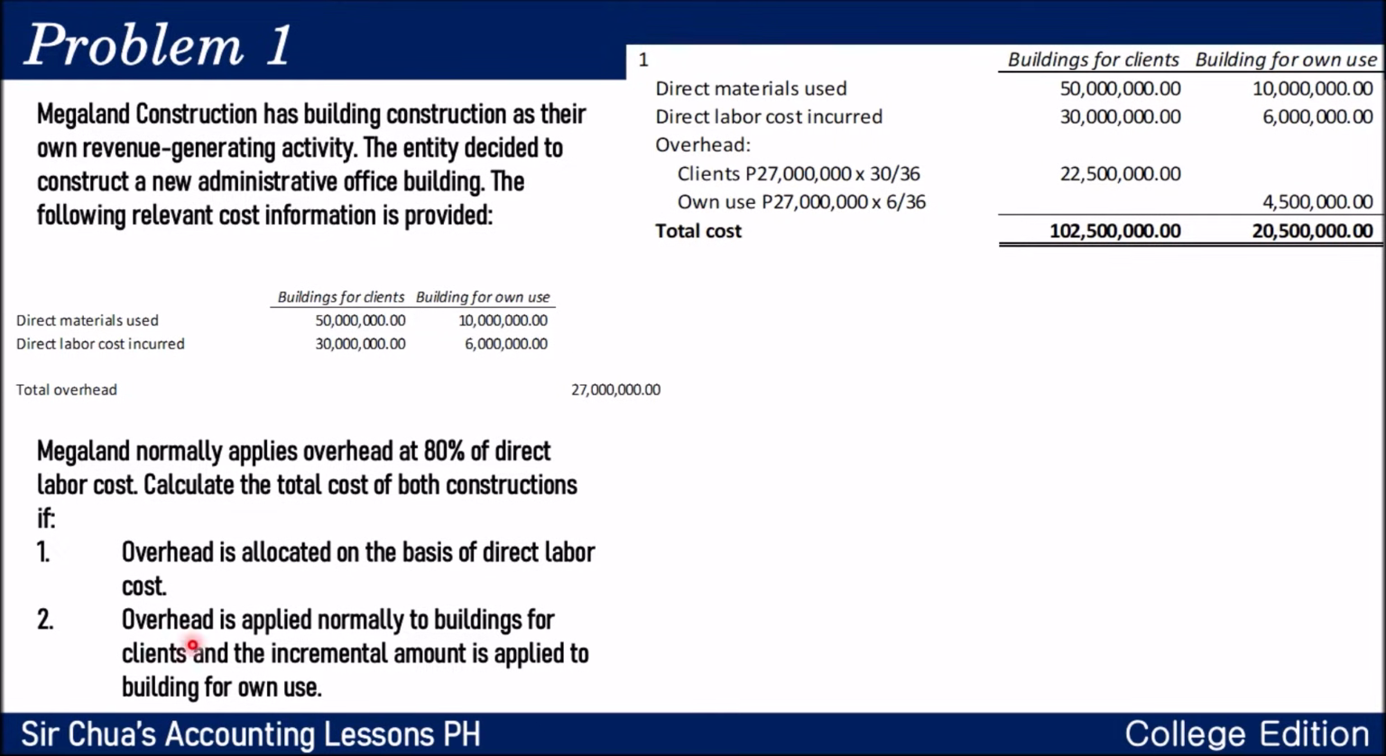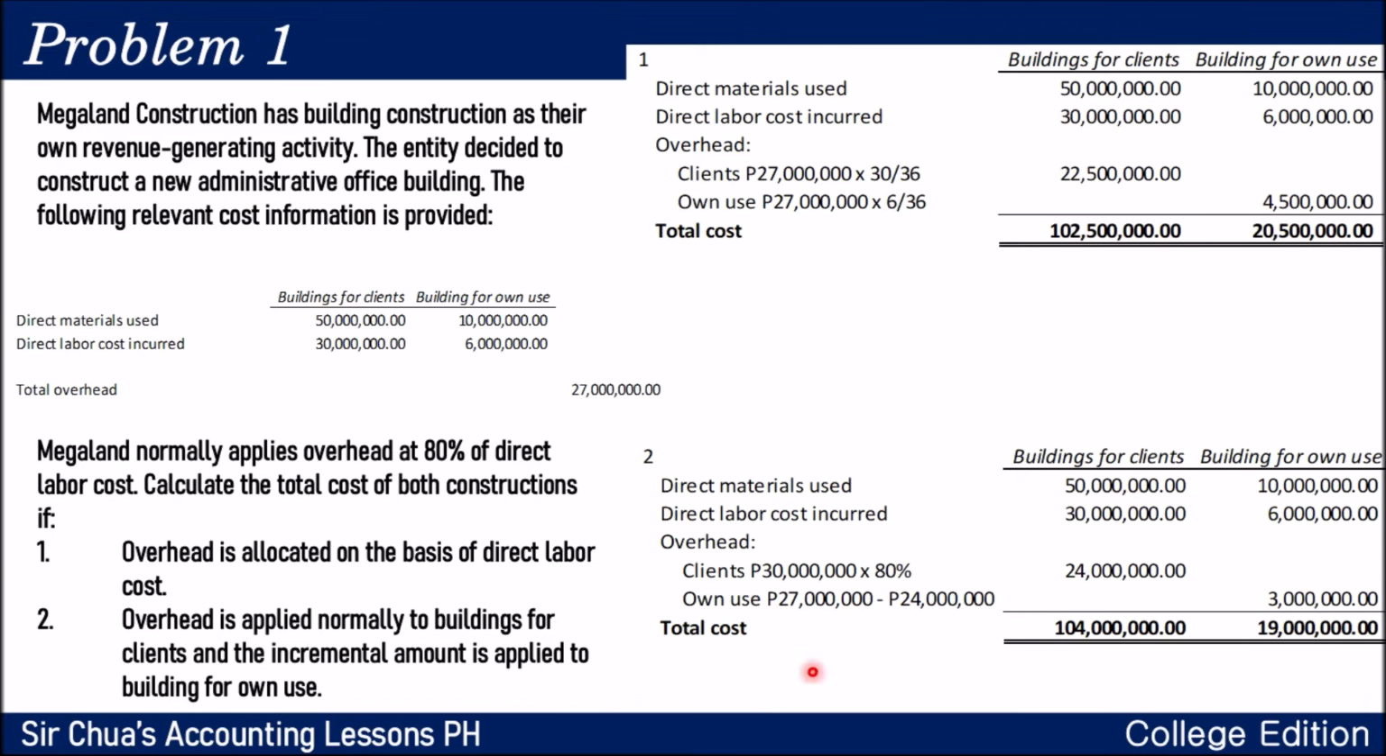Number 2, overhead is applied normally to buildings for clients and the incremental amount is applied to building for own use. O, sige, paano po ba yung concept ng incremental? Ganun pa rin po ang starting point, lista lang po natin yung materials and labor nung parehong buildings na ginagawa natin. Pero ang sabi is, applied normally to buildings for clients. Paano po ba yung sinasabing applied normally? The Megaland Company normally applies overhead at 80% of direct labor cost. Ibig sabihin, kung ano po yung direct labor cost, so in this case, yung 30 million, yun daw po yung kukuhanan mo ng 80%, yun na daw po yung overhead mo.